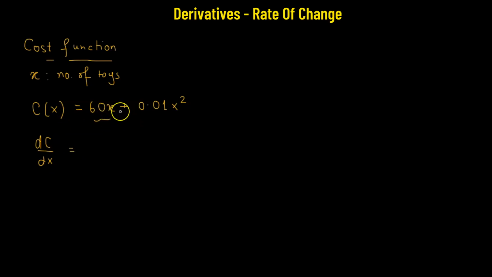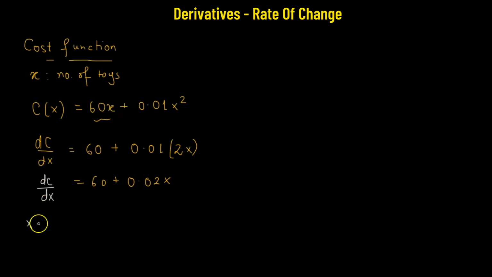So that means we need to differentiate both sides with respect to x. Differentiation of 60x will be simply 60, plus 0.01x squared. Differentiation of x squared will be 2x. So this gives us 60 plus 0.02x. Now we have already found the change in the cost function with respect to the number of toys being bought.